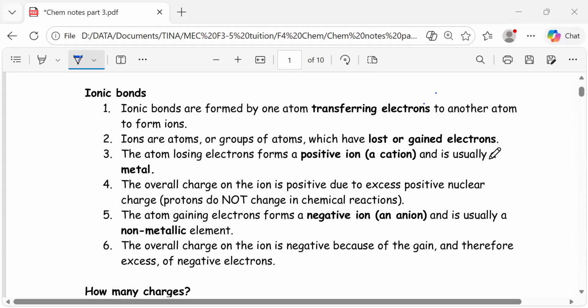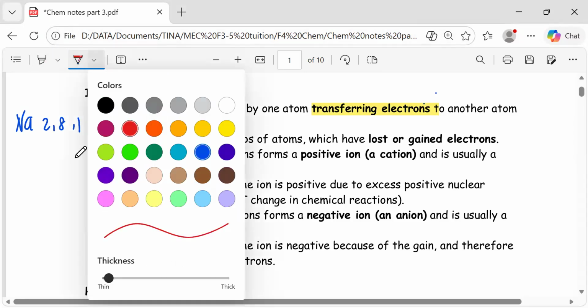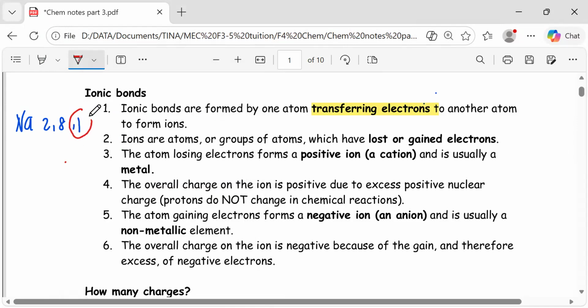Okay, so ionic bonds are formed from transferring electrons. Do you remember sodium? Sodium is 2,8,1 right now. In order to achieve a full outer shell, what will sodium do? It will try and get rid of that one electron, right?